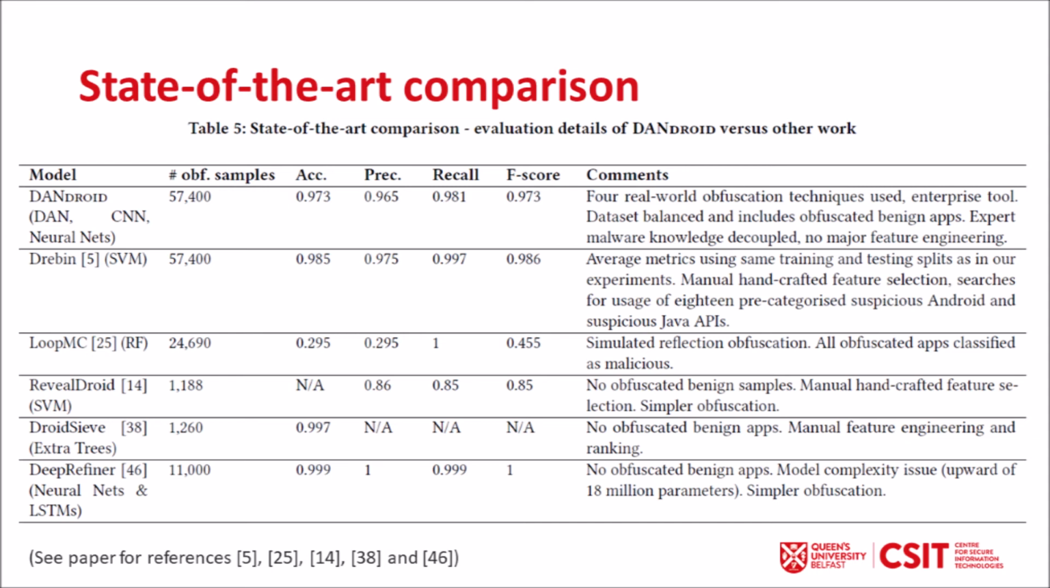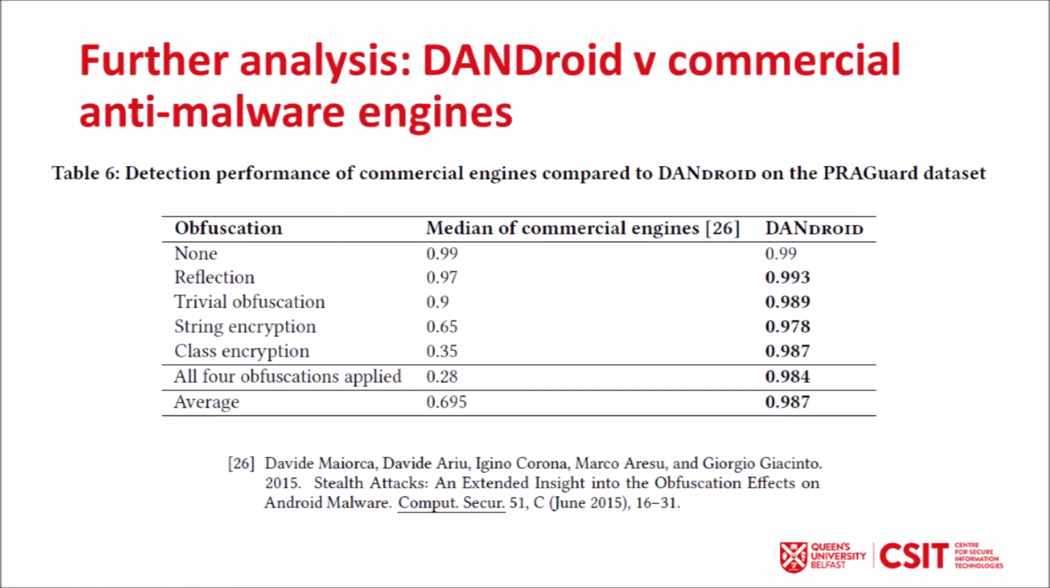With regards to a state-of-the-art comparison, there's very little other research thoroughly testing malware detectors against obfuscated apps. But this table is our state-of-the-art comparison from the paper. What we can say is that we match the state-of-the-art performance of the DANdroid detector without the handcrafting of manual features, which they undertake. And the other methods either don't use enterprise-grade obfuscation or they don't use obfuscated benign apps. So there's the potential for these other malware detectors to actually be detecting obfuscation rather than malware.